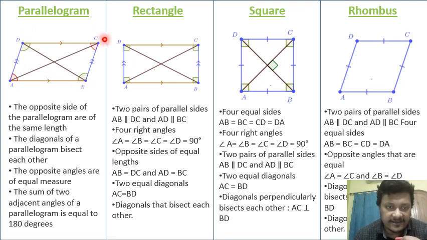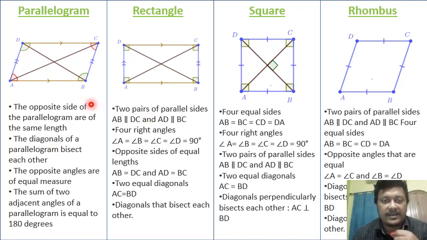Now it has some important properties. The opposite sides of the parallelogram are equal. So the length of AB is equal to the length of DC and the length of AD is equal to the length of BC. Also the diagonals AC and BD bisect each other, and the opposite angles are also equal. For example, angle A is equal to angle C and the measure of angle B is equal to the measure of angle D.